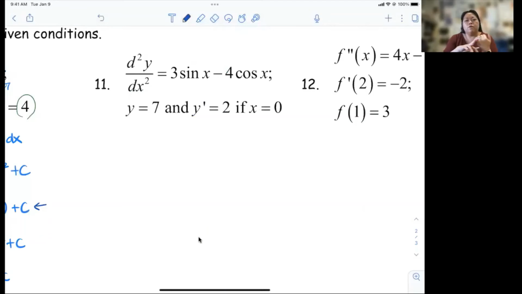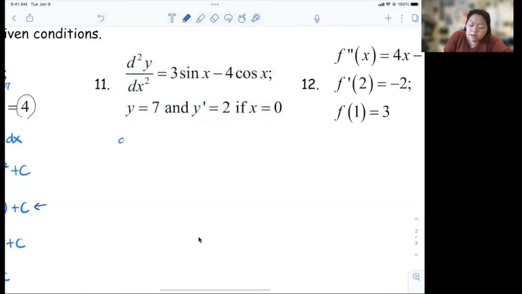So I need information for y prime and I need information for the original function, so I can figure out the c's in 2 steps, because when you're doing it twice, you have 2 c's. All right. Your book sometimes likes to call it c and d. I just call it c because it just keeps getting replaced, so it really doesn't matter what I call it.